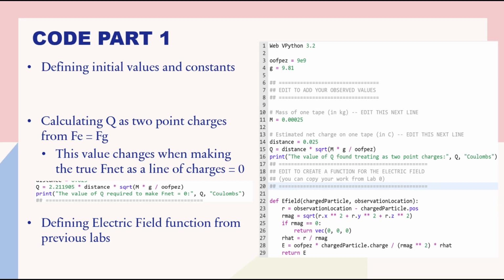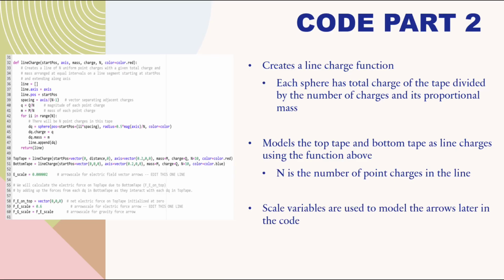We began our code by defining our constants, 1 over 4 pi epsilon naught and g, as well as assigning our variables of mass and distance. Then, we initially calculated Q using Coulomb's law and two-point charges. However, this value was unsuccessful in making the net force equal 0, which is why we altered the value of Q in the printed code later on to do so, as seen on the left. We then defined the electric field function we've been using for the past few labs, which will be used heavily later on. From lines 32 to 48, we created a line charge function. In this, each sphere has a mass and charge equal to that total value divided by the number of point charges used in this approximation.